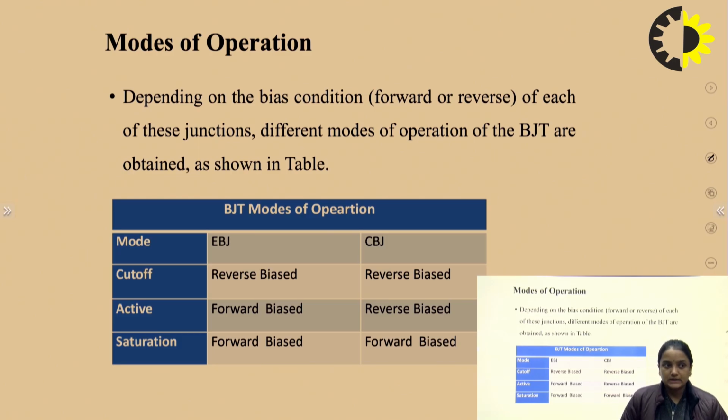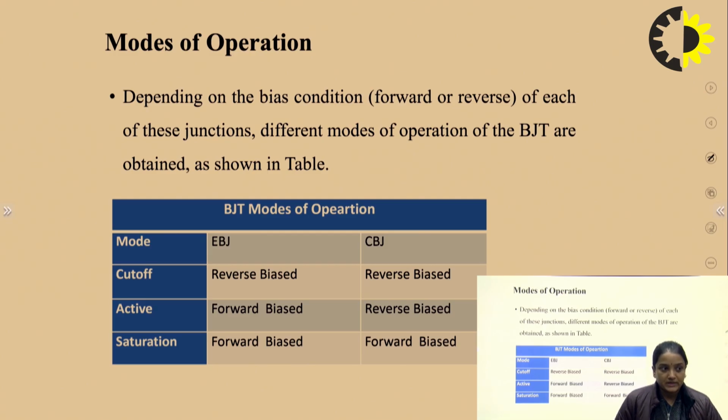So what are these? Basically in BJT, there are two junctions. The first one is the emitter base junction and the second one is the collector base junction. So how the transistor is working, particularly in these two junctions, we will discuss in this. The three modes of operation in BJT are, the first one is cutoff mode, the second is active mode, and the third one is saturation mode.